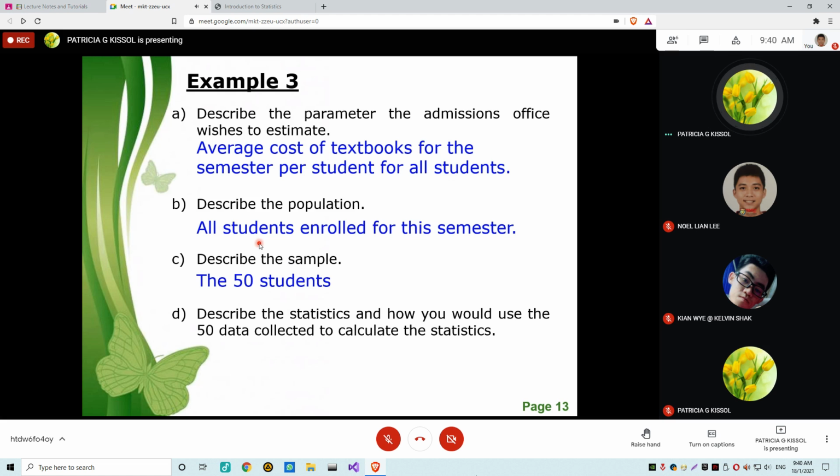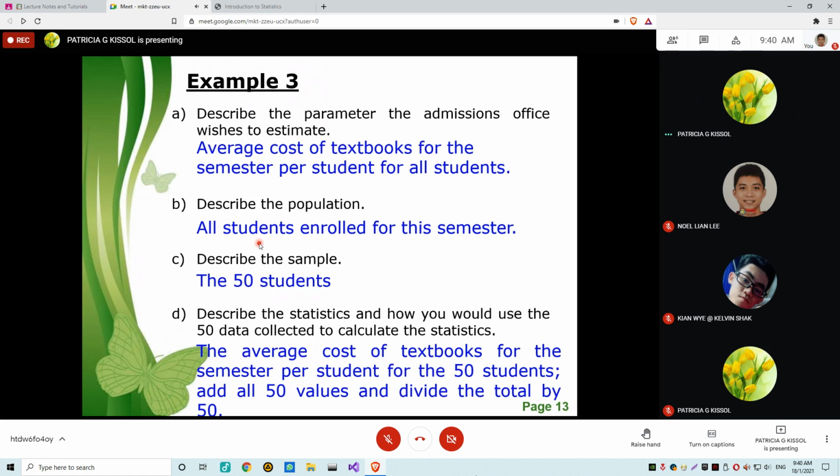And then for the 50 data collected, we are going to use the average cost of textbooks for the semester per student for the 50 students. And how do you do that? Add all the 50 values and divide by the total of 50. So basically the last sentence here is just finding the average. Describe the statistics, which is to find the average cost.